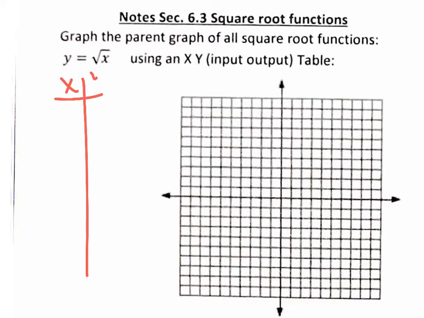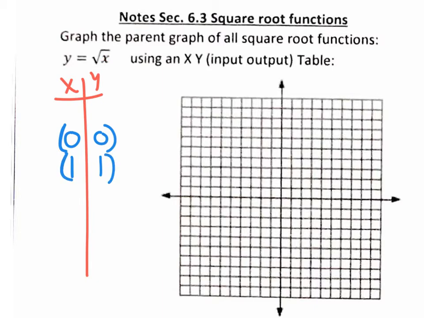The beauty of an input-output table is you could use any numbers you want to plug in. So what's an easy number to plug in? 1 is absolutely easy. When I plug in 1, what do I get out? What's the square root of 1? 1. So when I plug in a 1, I get out a 1. What other number is easy? 0. Absolutely. When you plug in 0, you get out a 0. We all agree that the square root of 0 is 0. So we did 0, 0. We have 1, 1.